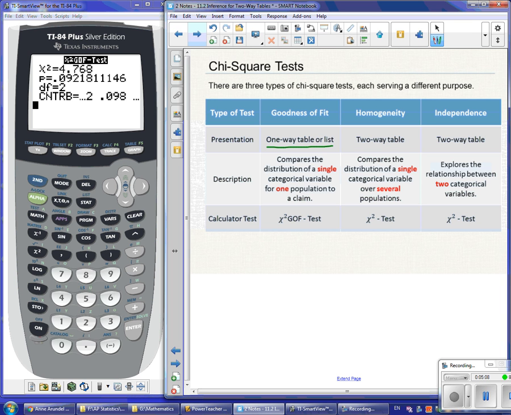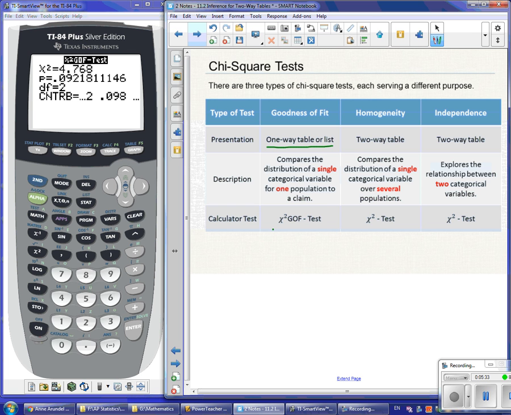And what the goodness of fit does is it compares the distribution of a single categorical variable for one population, and it compares that distribution to some claim. So this would be like when the Mars M&M company published its distribution of colors, and then we open up a bag of M&Ms and we see if the distribution of colors in that bag is consistent with what the company claims it should be.